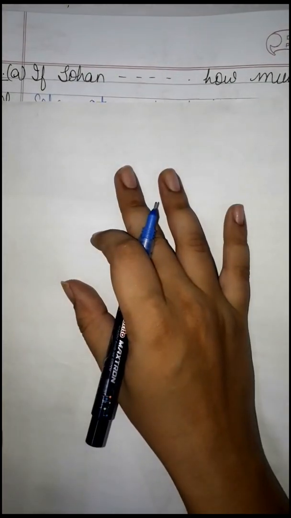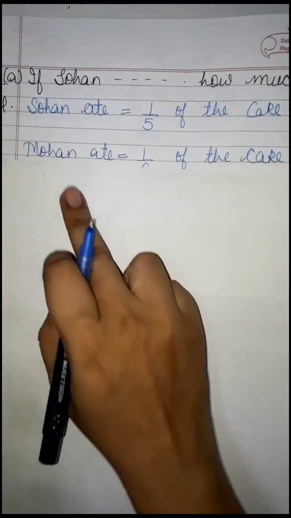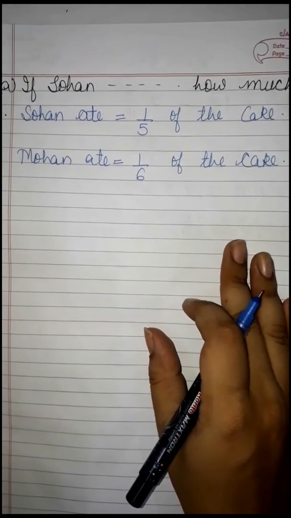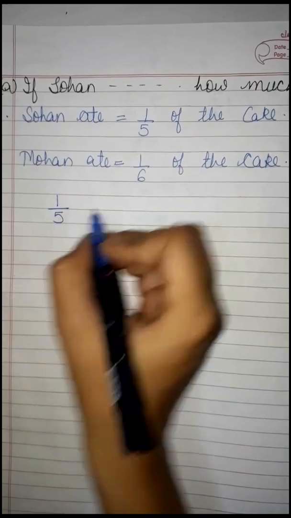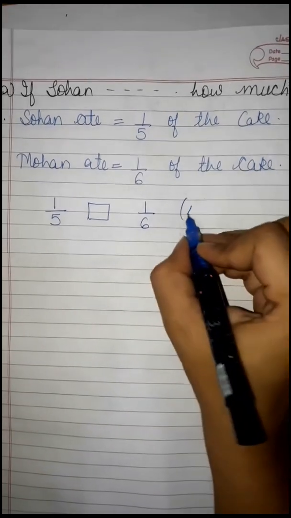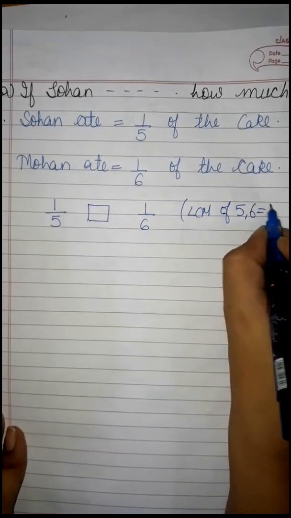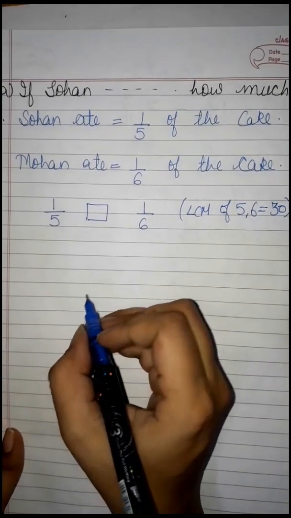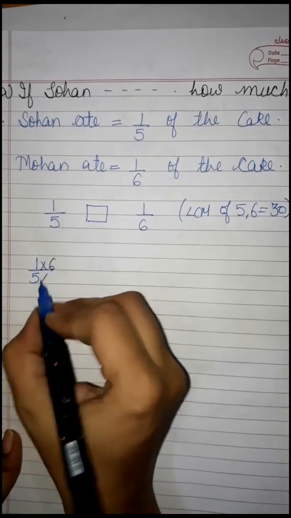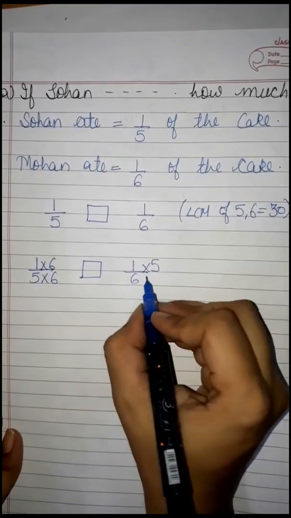Now children, see the solution. First write Sohan ate 1/5 of the cake. Then in next line, Mohan ate 1/6 of the cake. Now we have to see who ate more. So write down here 1/5 and make a box in between. And 1/6. Now find the LCM. LCM of 5 and 6. You will get 30. Now this 5 we need to make it 30. So we will multiply by 6. And here 1/6 to be multiplied by 5.